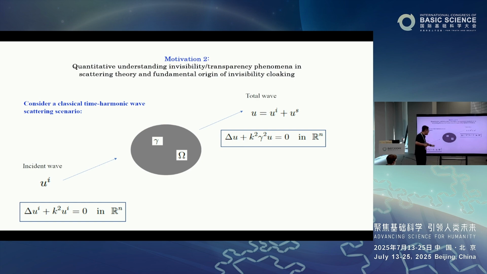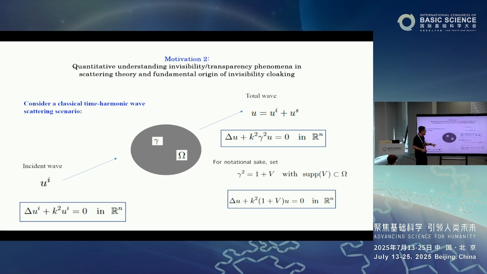One is the incident wave. The other is that, after passing through this scatterer, we get this total wave. All right. So now let's write this PDE with a potential V, which collects all the perturbation. That's V, compactly supported inside this omega. So we have two PDEs. One is the incident wave. The other characterizes the perturbed wave field after passing through this scatterer. We satisfy these two PDEs.